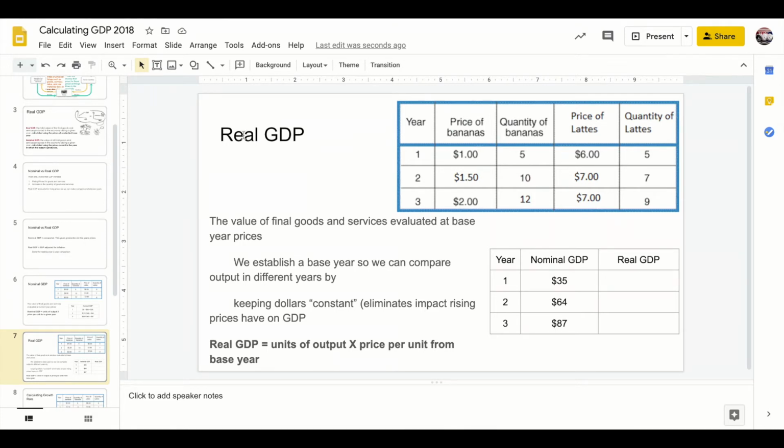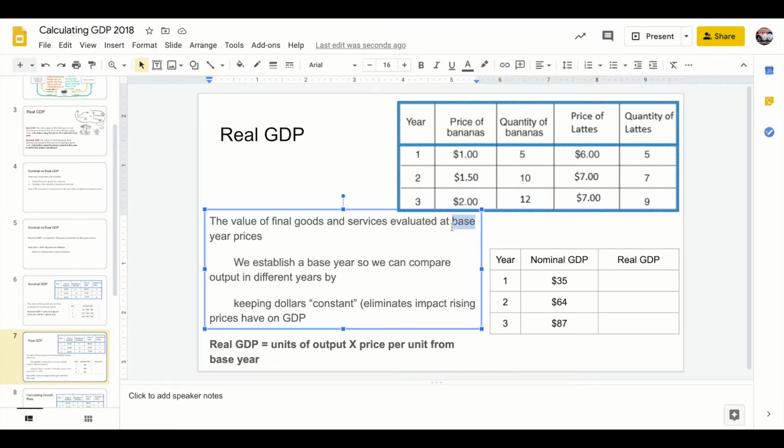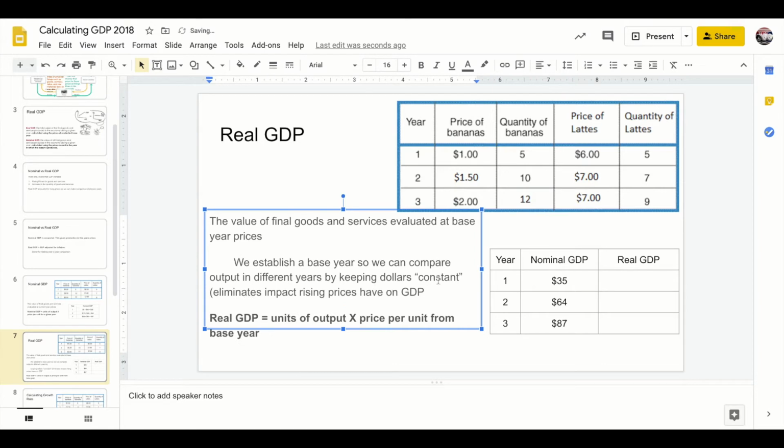For the rest of this year, from now on in this class, when we're talking about real anything, we're accounting for inflation and getting rid of the change in prices so we can actually compare between years. Real GDP is going to be the value of final goods and services evaluated at base year prices. So we establish a base year so we can compare output in different years by keeping dollars constant. By keeping dollars constant, this eliminates the impact rising prices have on GDP, so we can actually compare between the years.